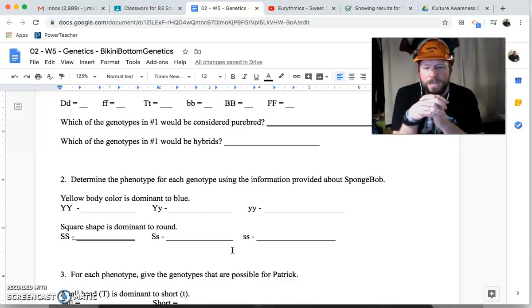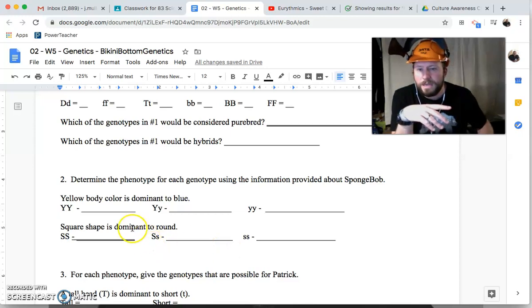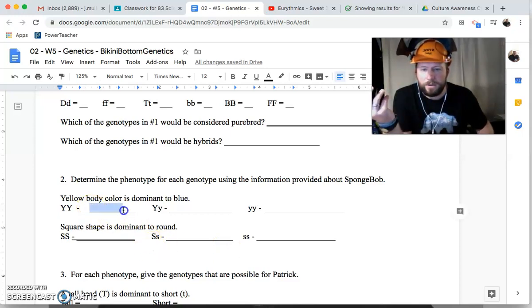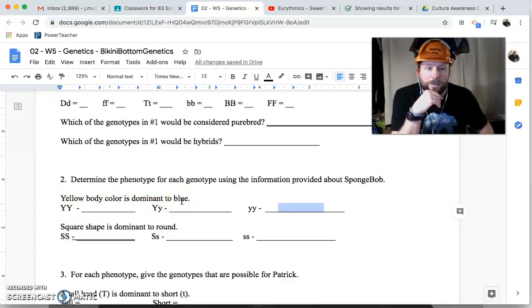So the first one here, we've got yellow body color is dominant to blue. So all you're writing on these lines is color. Either you're writing yellow or blue in each one of these situations. I do hope that you notice that for yellow body color being dominant to blue, that's clearly going to mean that yellow is associated with a capital Y, and anything with a capital Y will get you yellow. Otherwise, the only way you get blue is if you've got two lowercase ones, which we refer to as homozygous recessive.